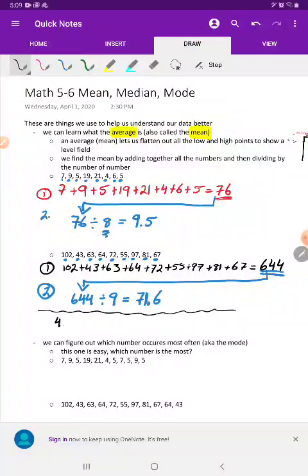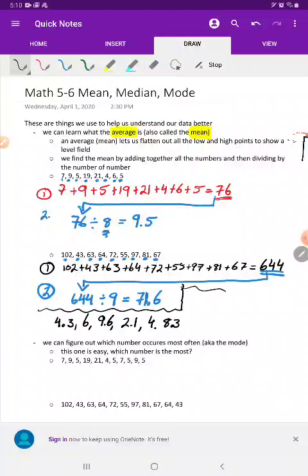So for example, let's say you have a 4.3 plus a 6, your numbers are 4.3, 6, 9.6, 2.1, 4, 8.3, okay? And I'm going to remind you of this now because it's something that you're going to have to do really well, is when you have decimal numbers, you have to line up your decimals.